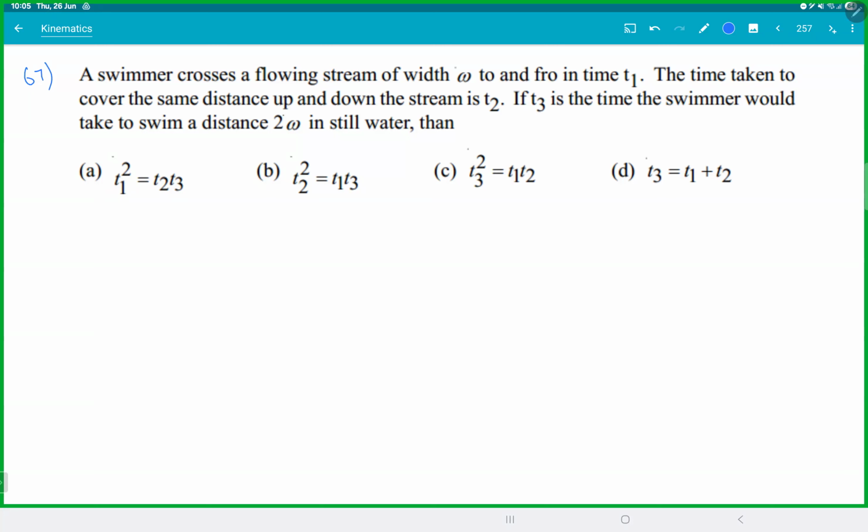Any answers? A. Okay. Arya says A. Anyone else? Try. Got a minute more. This is again case 1 and case 2. This also got A.